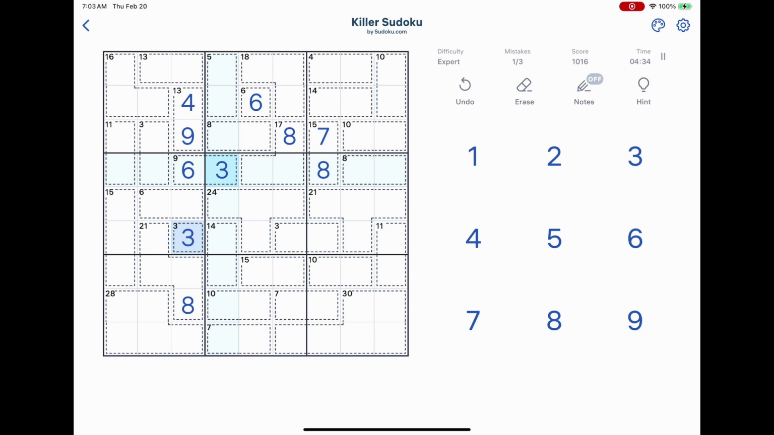This concludes Lesson 1. In Lesson 2, we'll fill in all the blank squares with their candidates.